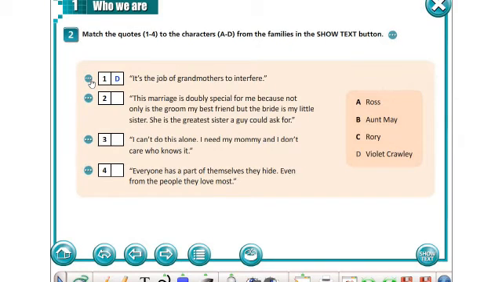This is going to be number D. This marriage is doubtless special for me because not only is the groom my best friend, but the bride is my little sister. So, of course, this is Ross. Okay, I can't do this alone. I need my mommy. I don't care who knows it. Of course, it's okay, see, Rory, and everyone has a part of themselves that they hide even from the people they love most. This is, of course, B and Aunt May. Okay.